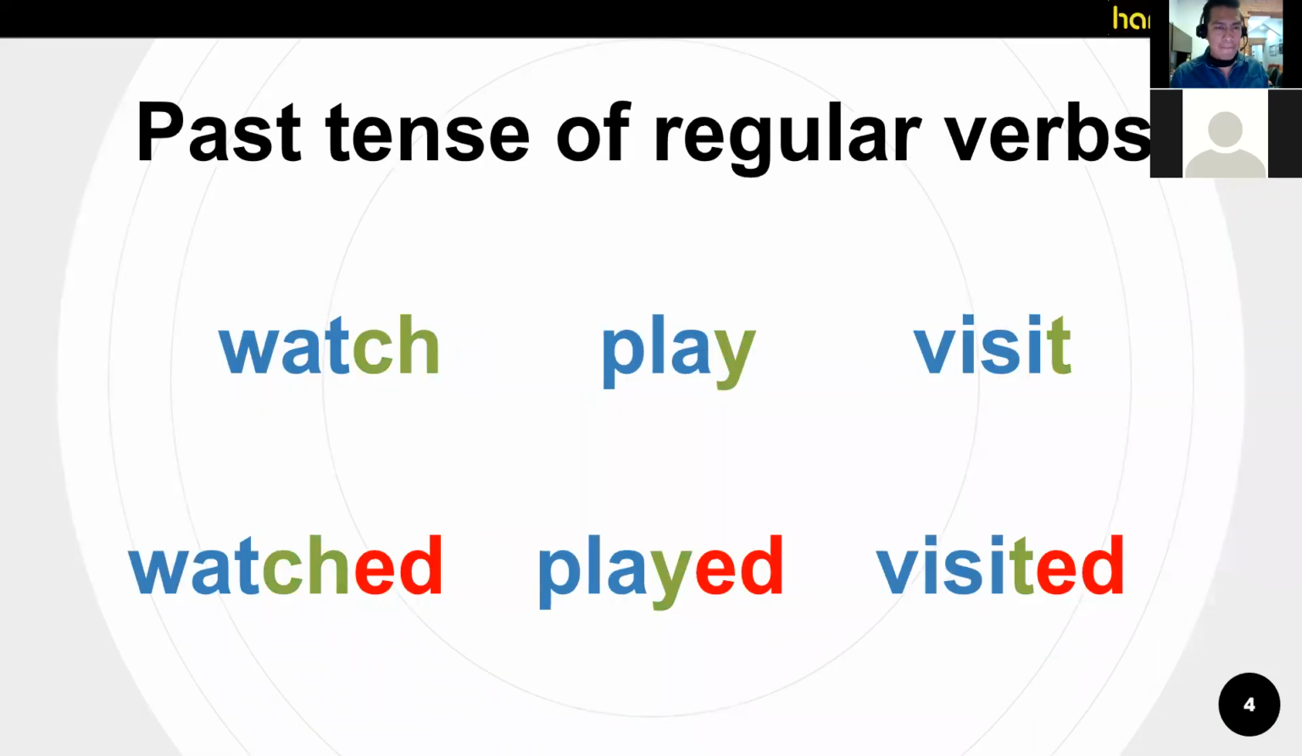As I was telling you, this is going to depend a lot on the last sound of the word. For example, watch ends with the sound ch. Play ends with the sound a, a diphthong. Visit ends with the sound t. This is the way we're going to add these -ed pronunciations. We're going to divide this into three categories.